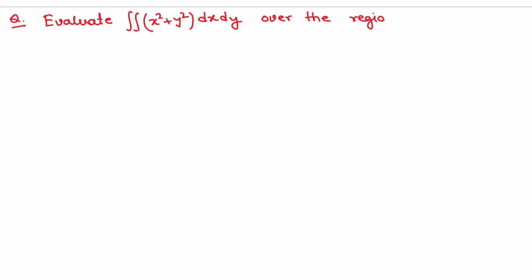Next question, evaluate the double integration of x square plus y square dx dy over the region bounded by xy equals to 1, y equals to 0, y equals to x, and x equals to 2.